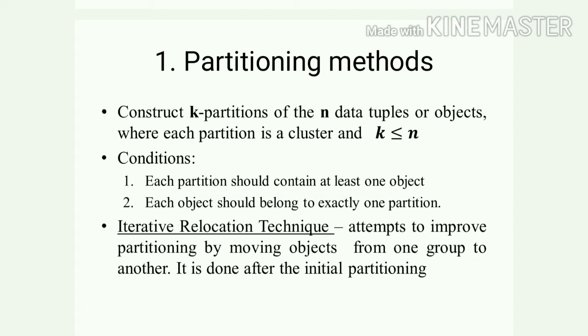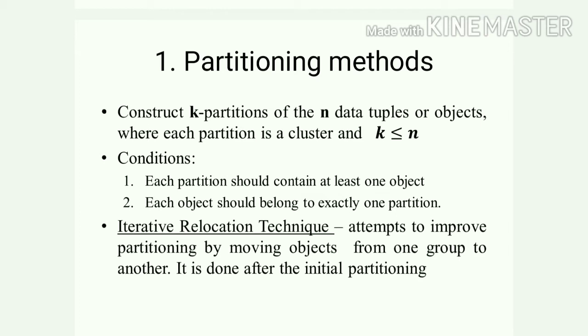Each partition should contain at least one object, that means every group should contain at least one object. Then the second condition is that each object should belong to exactly one partition. That means every data tuple belongs to one of the groups or clusters. An iterative relocation technique is used in the partitioning method. It is used to improve the partitioning by moving objects from one group to another.